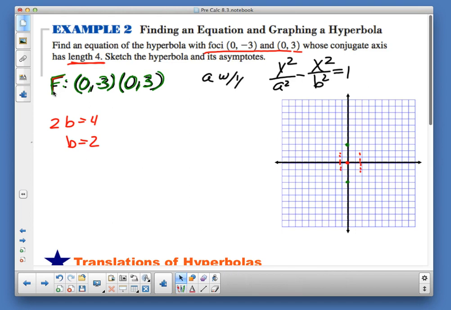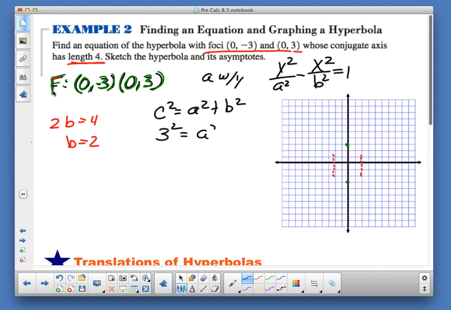Let's see if I can fit that. Boy, that's really off. Okay, so we've got that at 2. I'm going to finish my box after I find A. How do I find it? I know my relationship is C squared equals A squared plus B squared. And C currently is 3, so that's 3 squared, equals A squared plus B, which is 2 squared. So that's 4 and 9. So 5 is equal to A squared. So A is therefore the square root of 5.